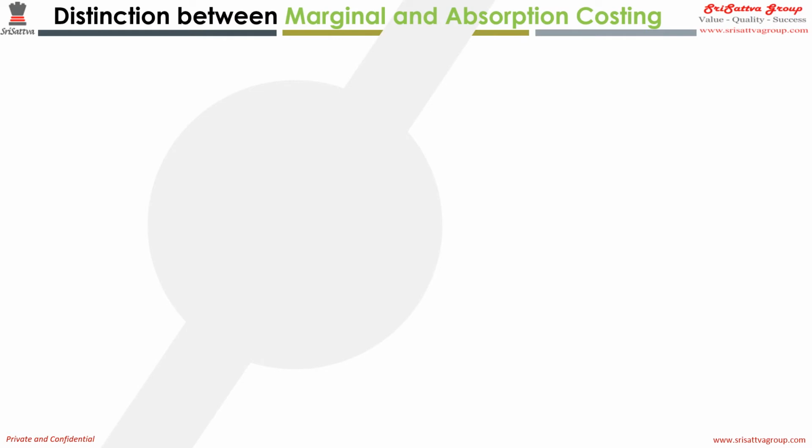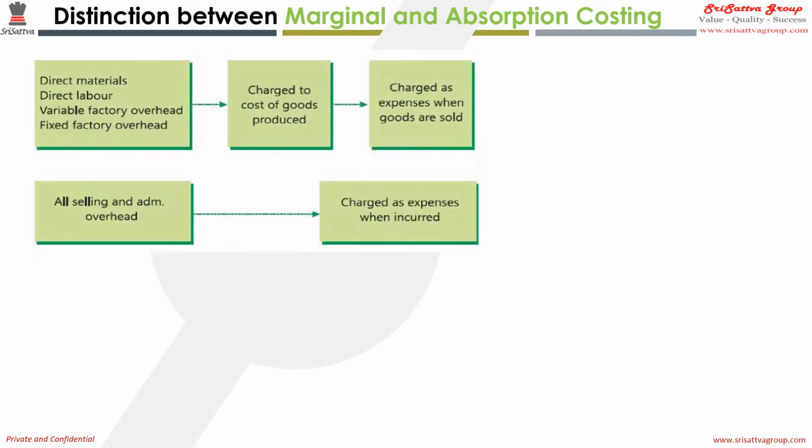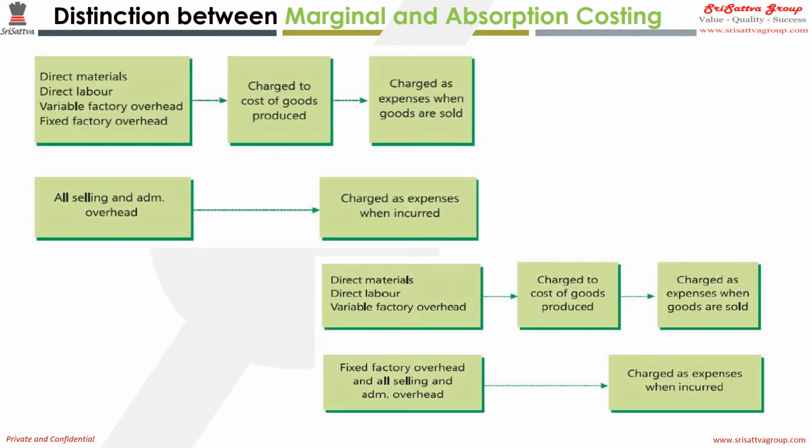Distinction between marginal and absorption costing. Under marginal costing, only variable costs are considered for product costing and inventory valuation. While under absorption costing, both fixed and variable costs are considered for product costing and inventory valuation.